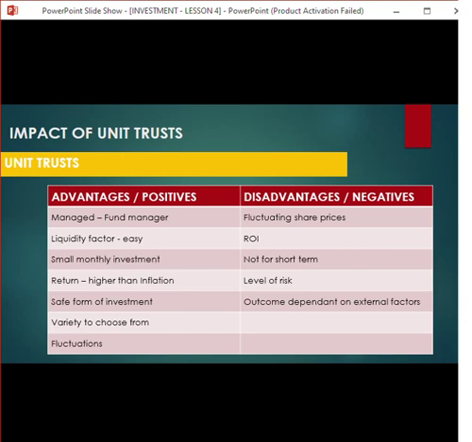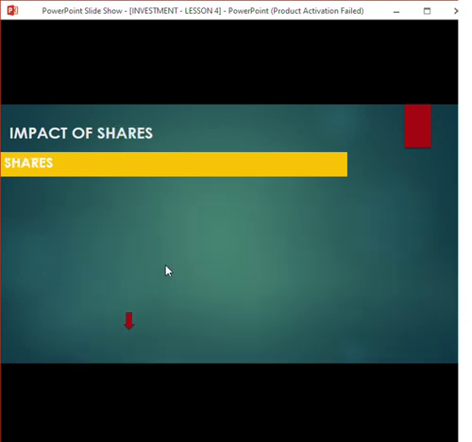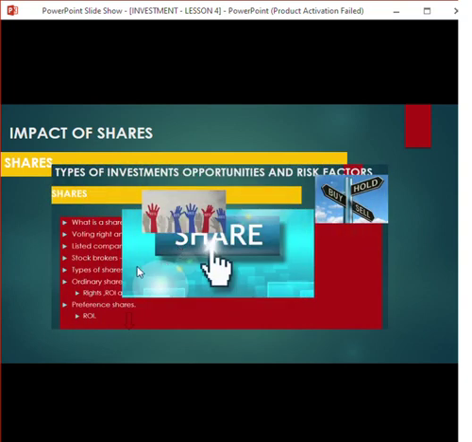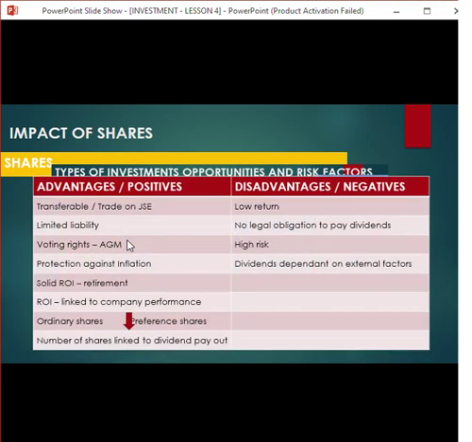Okay, last one that we're gonna do, we're gonna do shares now. Shares, in the previous period we went through what is a share, what the voting rights are. It must be on listed companies, on the JSE, stockbrokers. So let's look at the advantages and disadvantages.